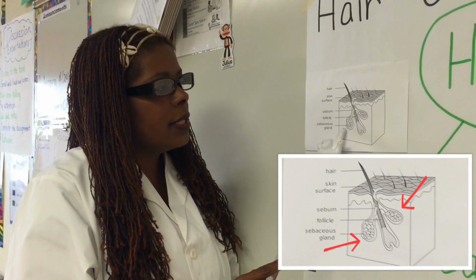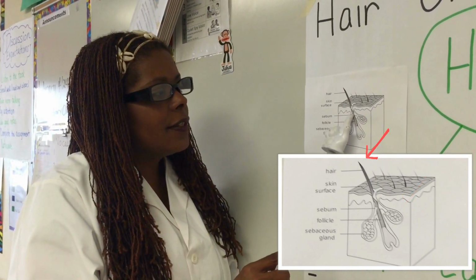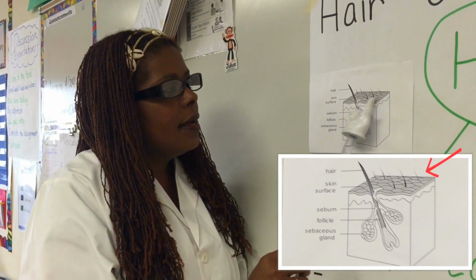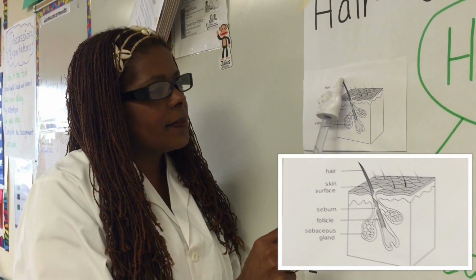So here we see on the side, the sebaceous gland. That's where the oil is accumulated. This here is the follicle, and then we have sebum, more oil, and the surface of your skin, and then this actually shooting out, these are the hair strands.